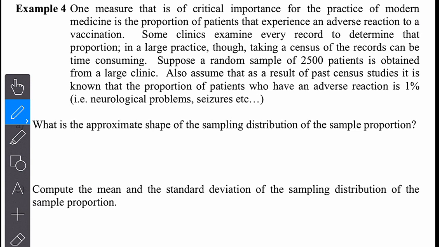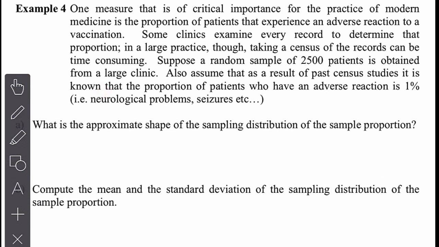One measure that is of critical importance for the practice of modern medicine is the proportion of patients that experience an adverse reaction to a vaccination. Some clinics examine every record to determine that proportion. In a large practice, though, taking a census of the records can be time-consuming. Suppose instead a random sample of 2,500 patients is obtained from a large clinic. So I use the keywords, right? So we can use our formulas, large clinic.